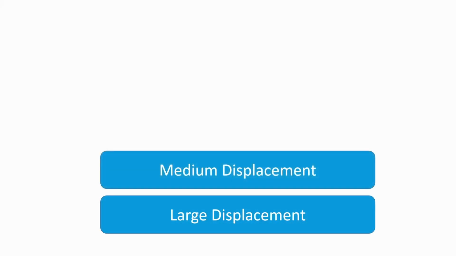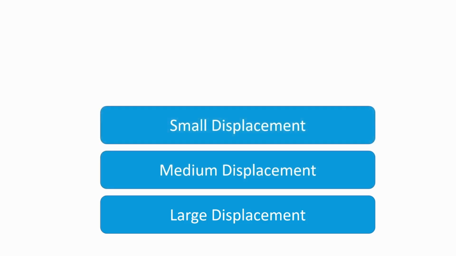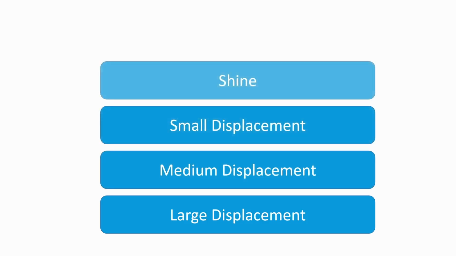Like most things in Terragen, we'll build this up in layers. We'll add large displacements, medium displacements, and small displacements, then throw on some shine and sparkle for good measure.